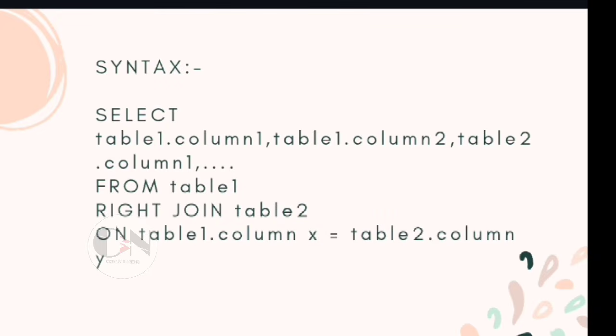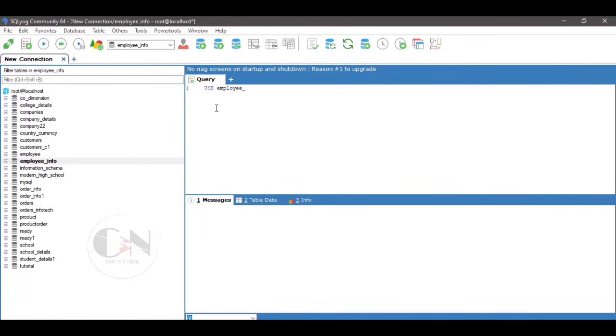Syntax will be: select all the column names that we require from table 1 right join table 2 on table1.columnX equals table2.columnY, which are the common columns between these two tables. Now let us apply this with an example.